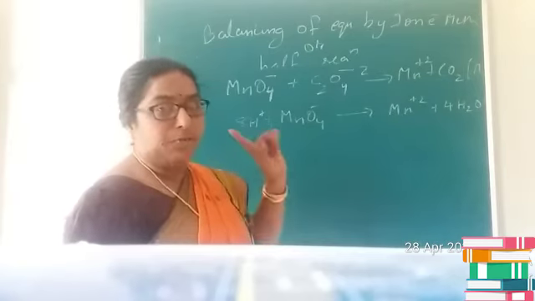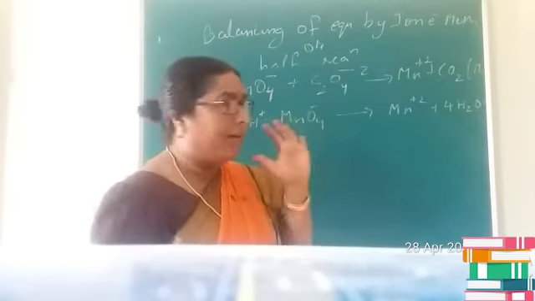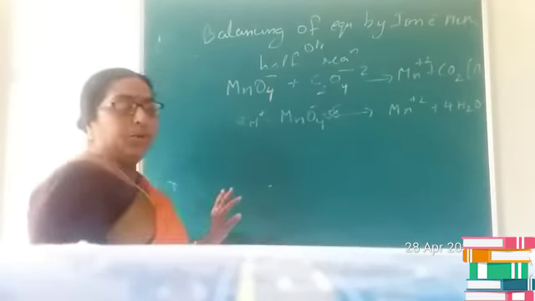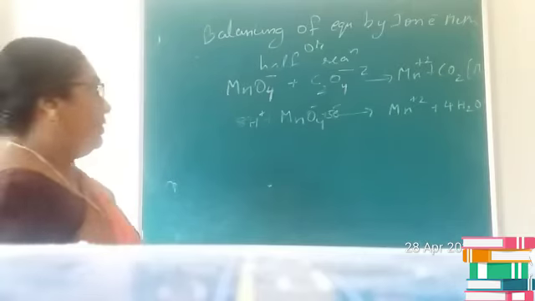So what are we supposed to do? Yes, find out the difference. What is the difference? 5. So add 5 electrons on the reactant side. Okay, so your equation is completely balanced.